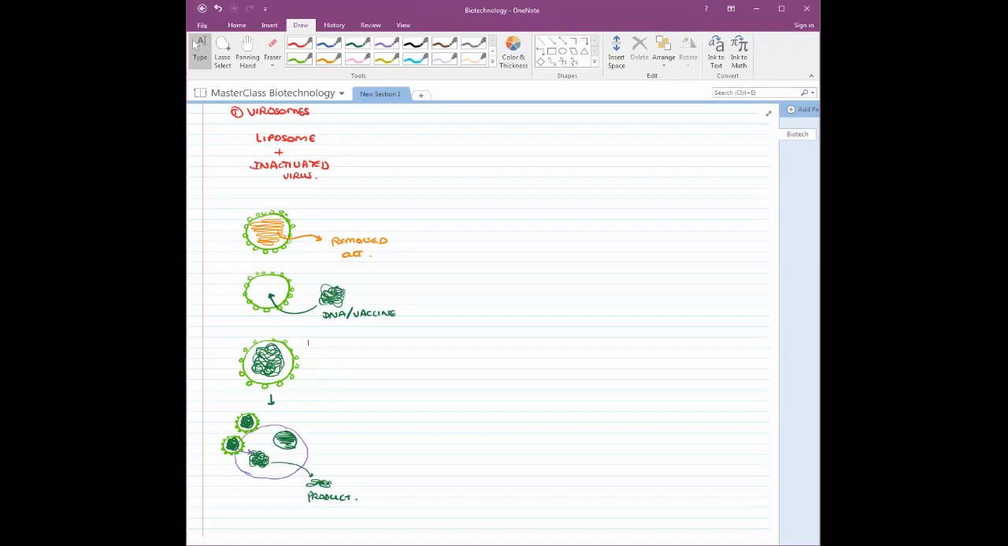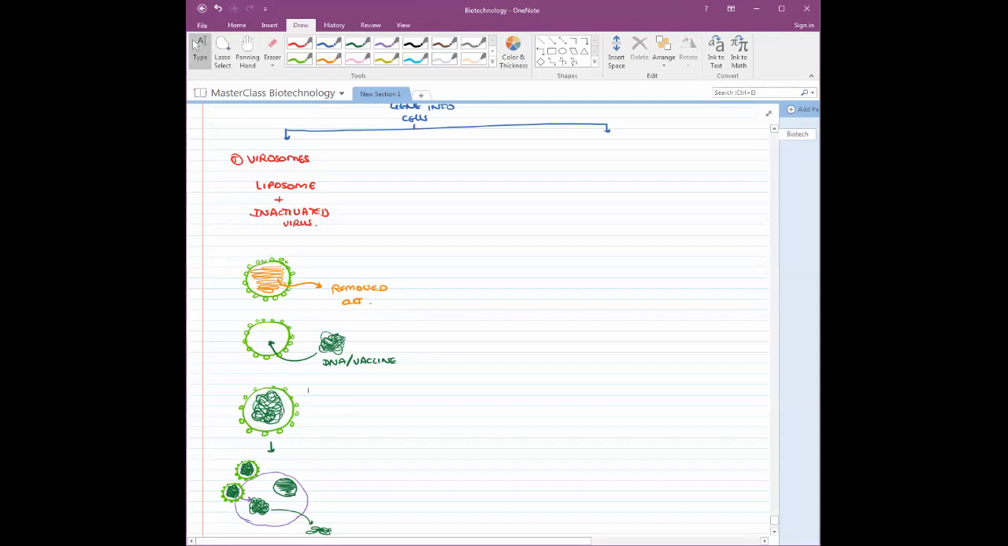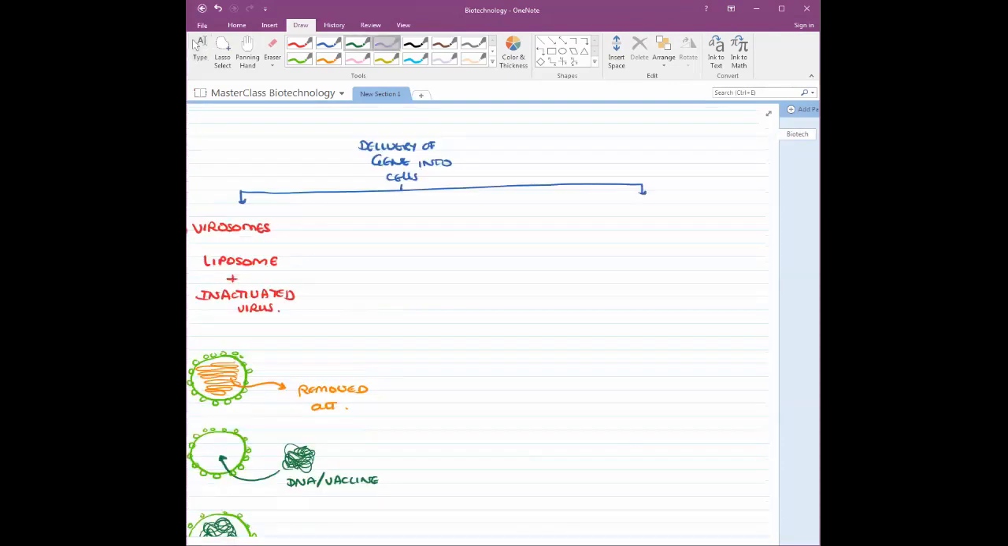The other thing, guys, the second way we can introduce the genes is very simple. This we have always seen right from the start of the chapter. The second way is going to be in vitro or ex vivo.